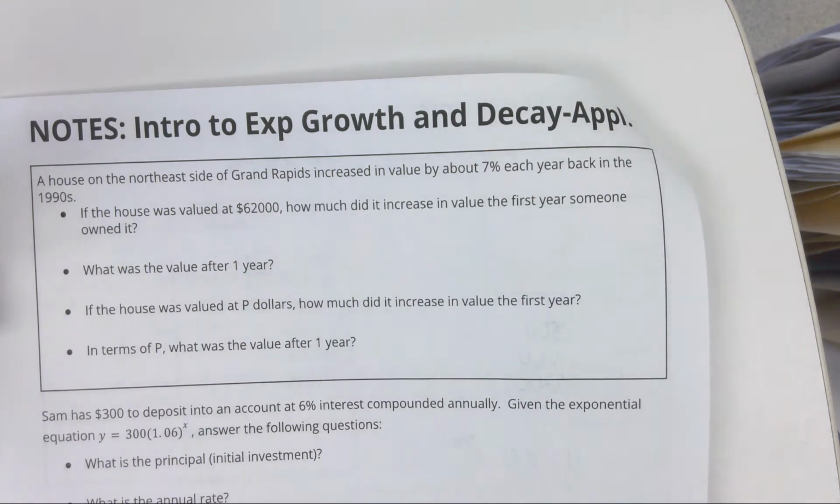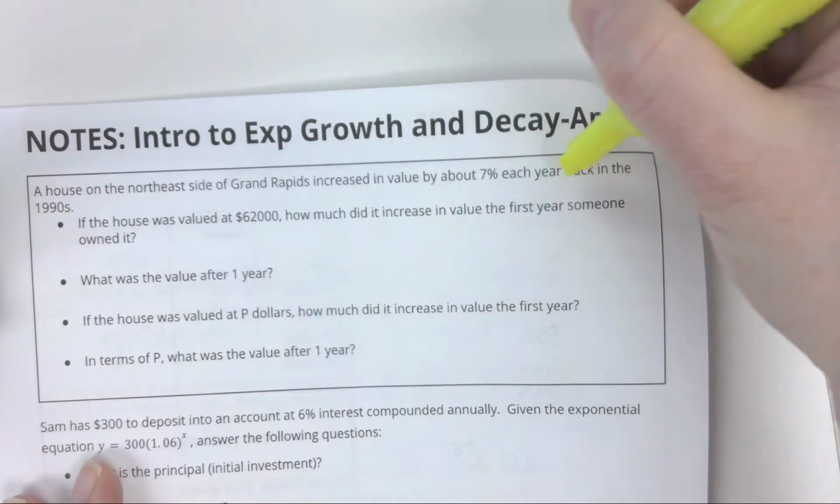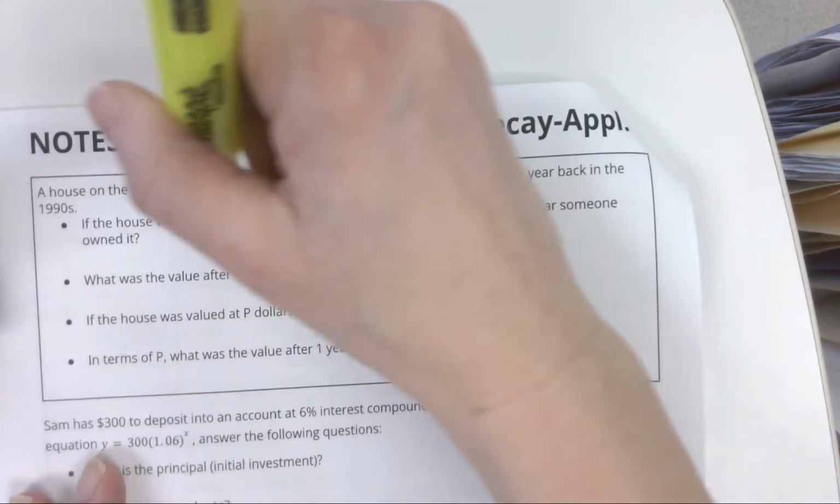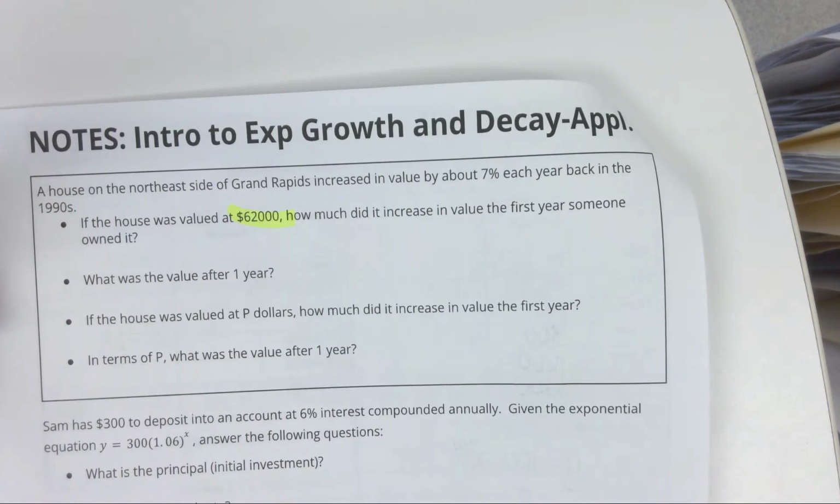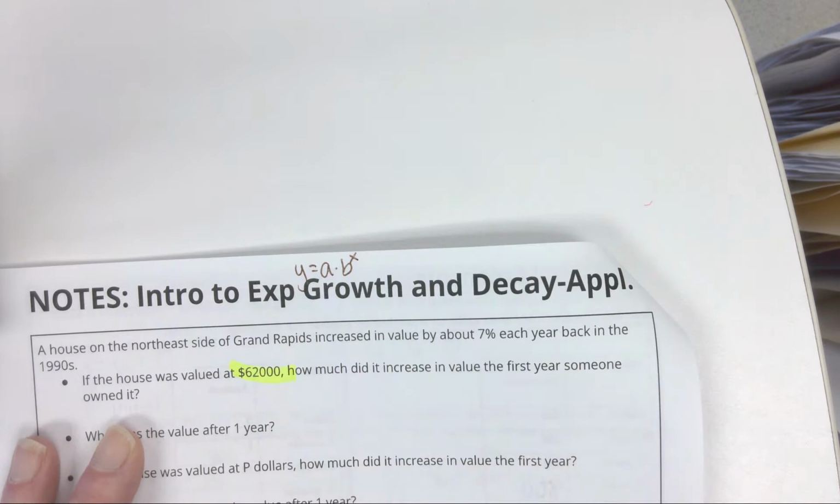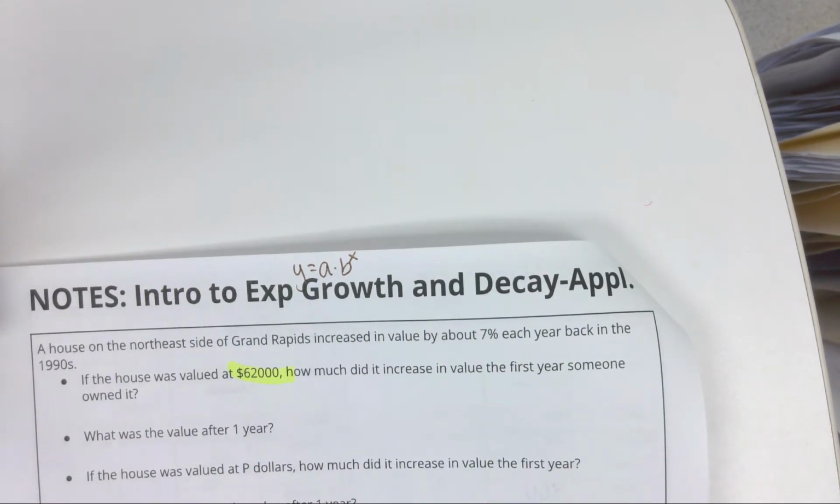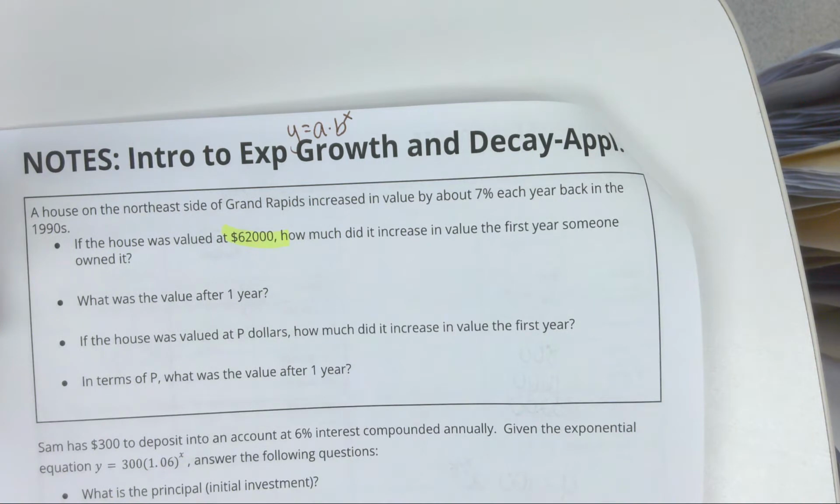All right, so then we're going to think about our function. Our function is still going to have an initial value. A house on the northeast side of Grand Rapids increased in value by 7% each year back in the 1990s. The house was valued at $62,000. Think about it. If this is our general equation, where do I put the 62,000? For what letter? For A, okay. And then B is going to be our multiplier, so we're going to figure out what that is in a second. Some of you think it's 0.07, but it's not. We're going to figure out how to do that.